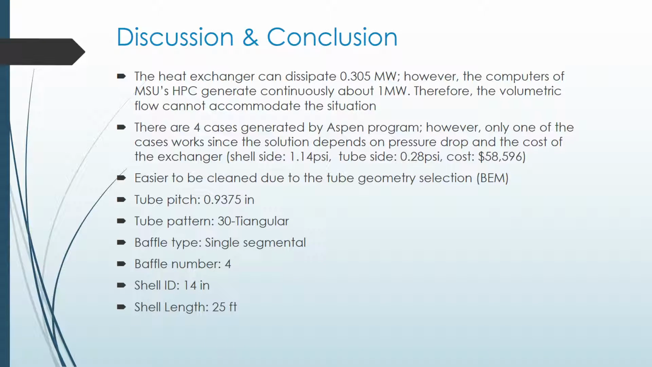The heat exchanger can dissipate nearly 0.3 megawatt. However, the computers of MSU HPC continuously generate about 1 megawatt. Therefore, the volumetric flow cannot accommodate this situation. There are 4 cases generated by the ASPEN program. However, only one of the cases works, since the solution depends on pressure drop and the cost of the exchanger.